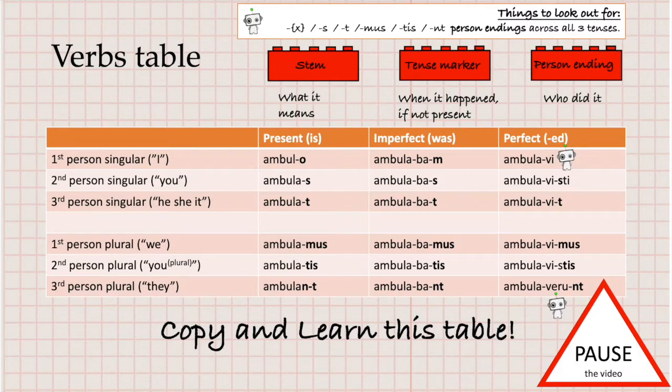Ambulavisti, you walked. Ambulavit, he, she, or it walked. Ambulavimus, we walked. Ambulavistis, you all walked. And ambulaverunt, they walked. Now you may be looking at that and thinking that doesn't really fit quite so well with the pattern that we've seen elsewhere. But we've still got the t, mus, tis, unt endings.